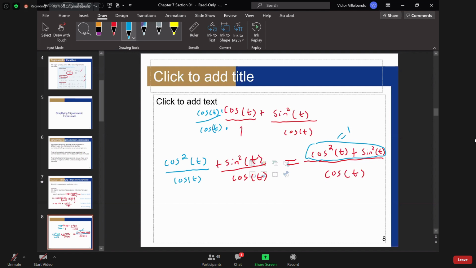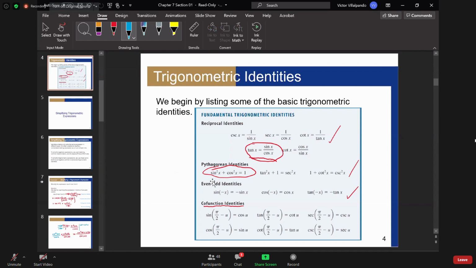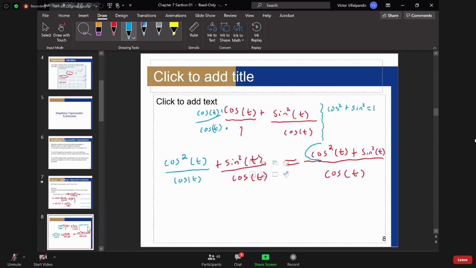All right. Cosine squared plus sine squared equals 1, right? Doesn't that equal 1 from the Pythagorean identity? It's rewritten the other way, but it's the same thing. Sine squared plus cosine squared, or cosine squared plus sine squared, is equal to 1. So let me replace all this with 1. Here we get 1 over cosine of t.